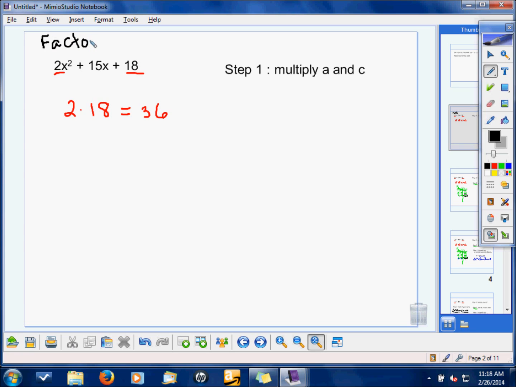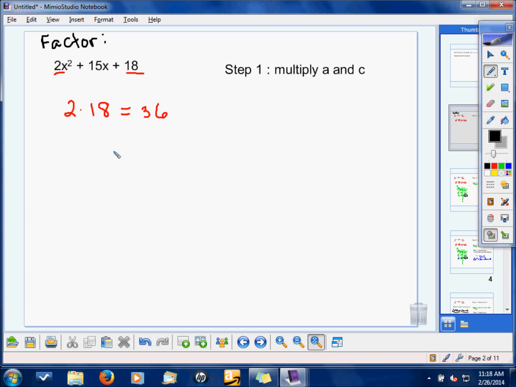Now we look first of all to see if there's anything in common for all three, and there is not. We always want to do that first, but in this case it's not. So our first step is a little bit different. We can't just take this 18 because this number right here messes us up. This is the A and this is the C. So our step 1 is going to be to multiply these two numbers together. Before you can begin to do your factor chart, you have to multiply that front number and that back number together.